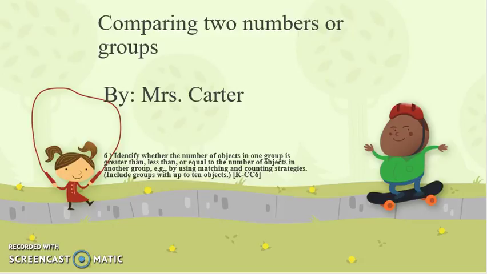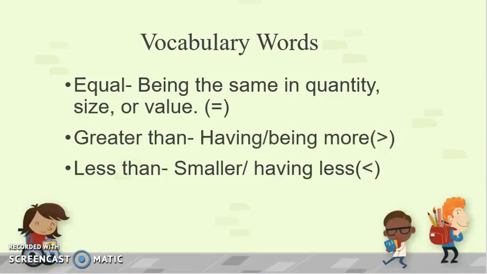So first off, we're going to go over a couple of vocabulary words. Our vocabulary words this week are equal, which means being in the same quantity, size, or value. And if you ever see the little equal sign right here, that means equal. We're also going to do greater than, which means having or being more. And if you see this little sign right here, that means greater than.